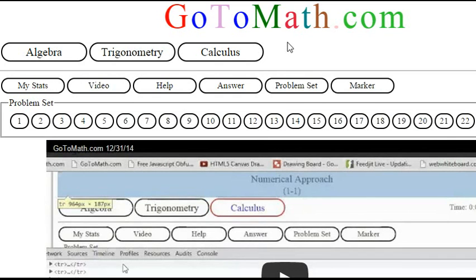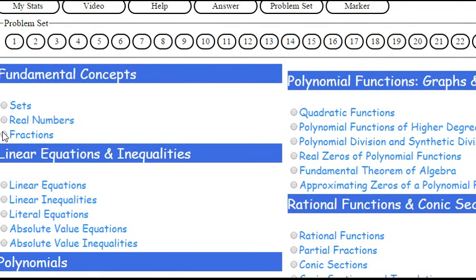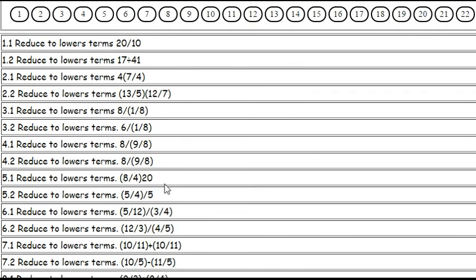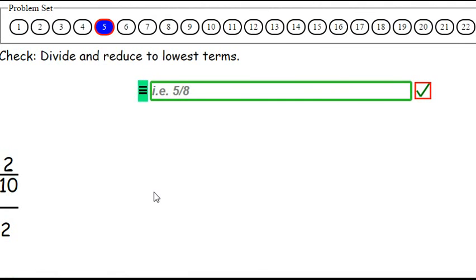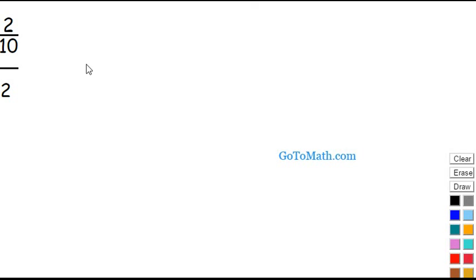Okay, we are over here at GoToMath.com. Let's click on the algebra. Go down to fractions, and I believe we're doing 5.2. Let's click on that right there. Okay, and click on the marker board while we're at it. Divide, reduce to lowest terms. So that looks like that's what we want to do.